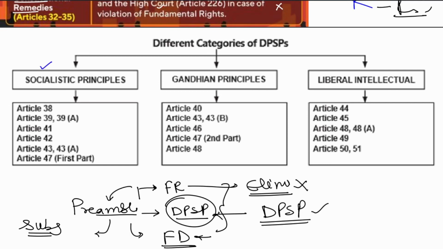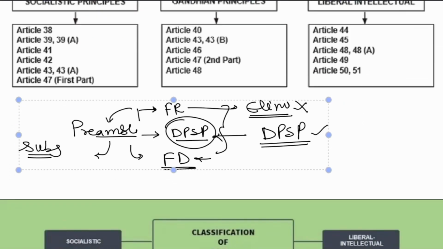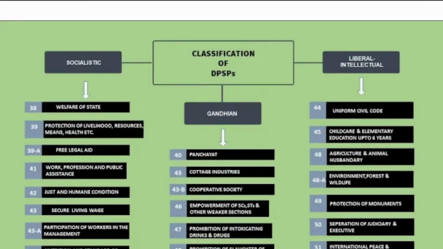So how socialistic should a state be in order to stop the concentration of wealth in the hands of the richest 1%? This is not a society where 99% should be very different from 1%. All should be equal. Then there are the Gandhian principles and the liberal intellectual principles. Let's see in very minuscule time what they are. Socialistic, first of all, is welfare of the state, the protection of livelihood, resources, means, health, etc. So this is in question also.